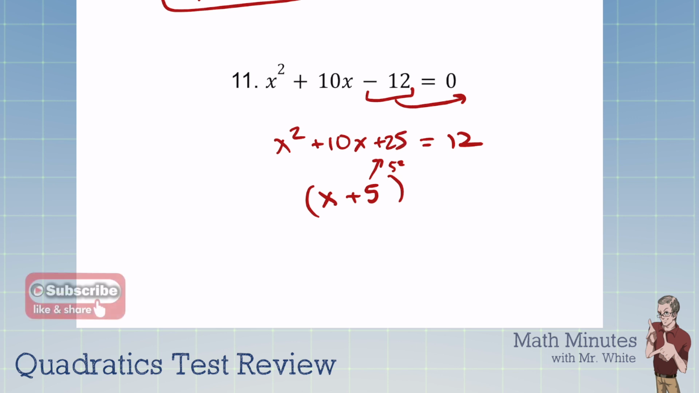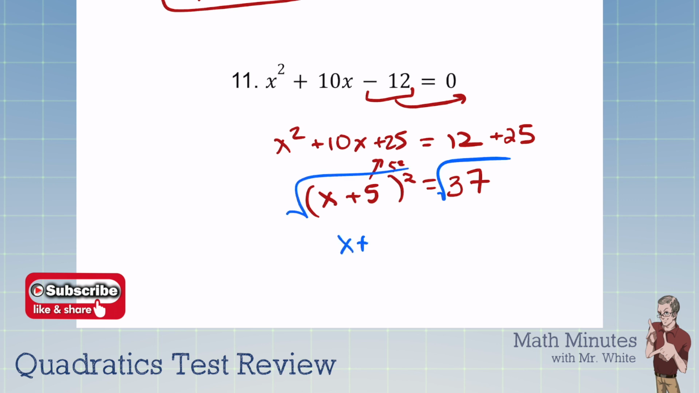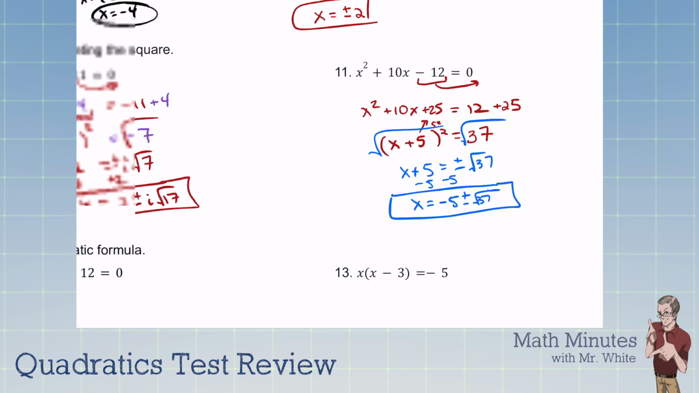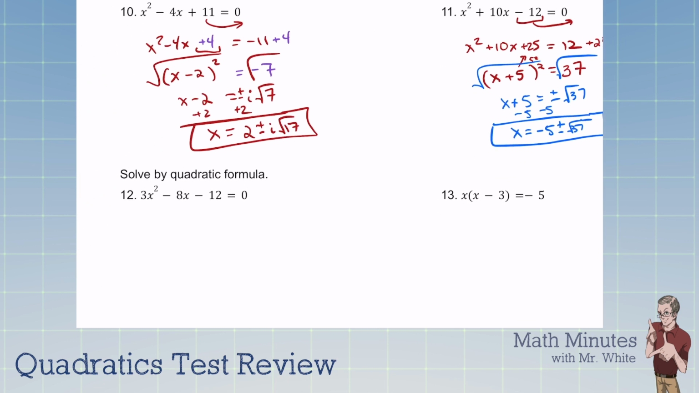Now, whatever you do to one side, you have to do to the other. So on the right side, we have 37. We then square root both sides, and we get x plus 5 equals plus or minus radical 37. 37 is a prime number. It can't factor at all. So that can't simplify. We're going to minus 5, though, on both sides. So x equals negative 5 plus or minus radical 37. And there's your two answers right there on this quadratic. So that's solving quadratic equations by completing the square.